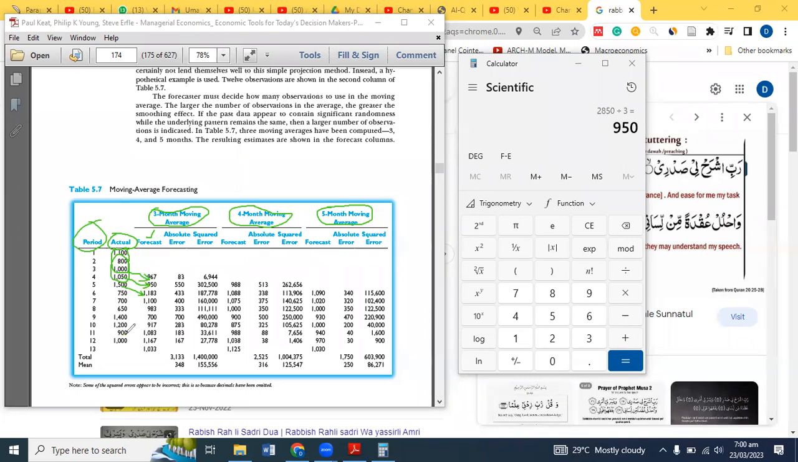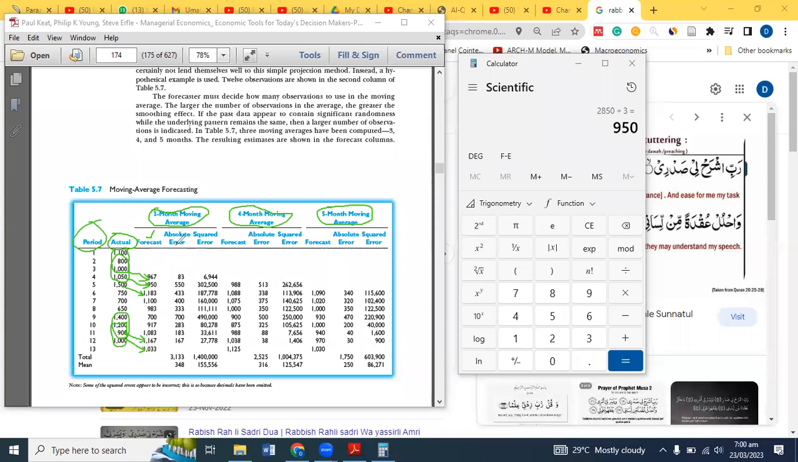write this value, the last 3 values would be this, second last, and the last 3 values should be written over here. This is how this table is generated.